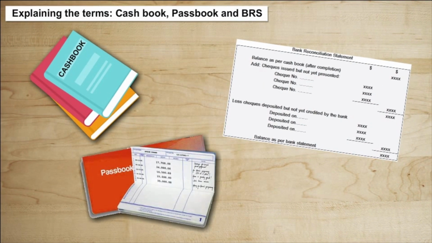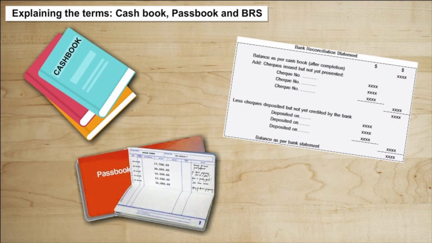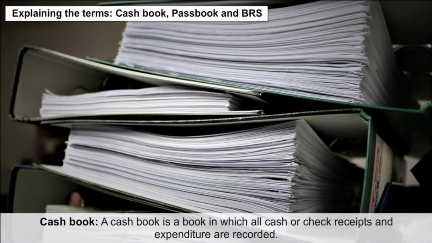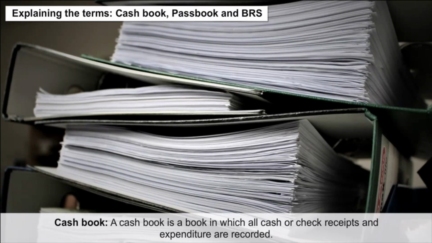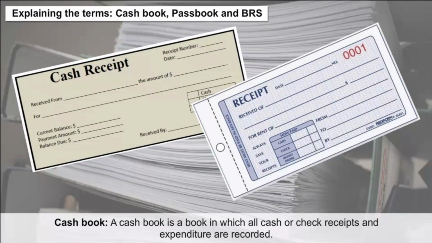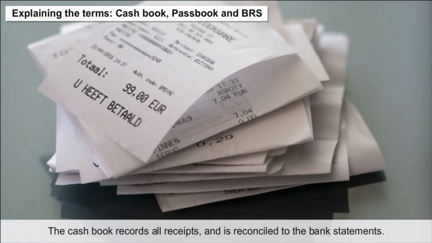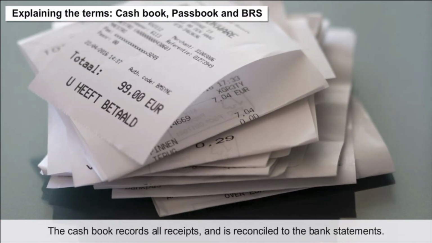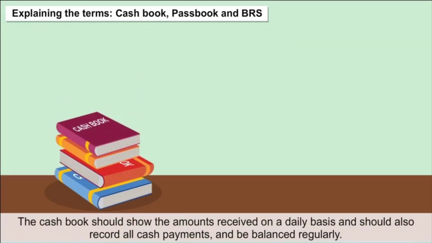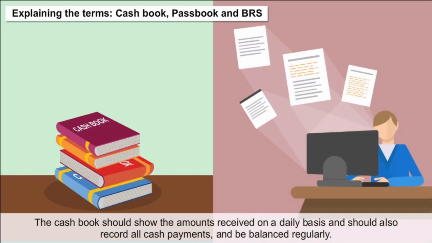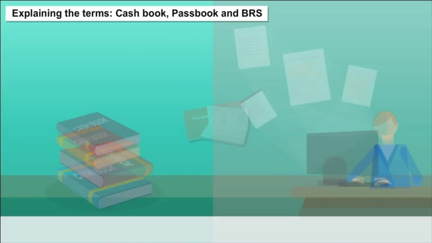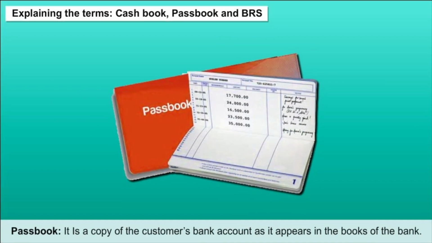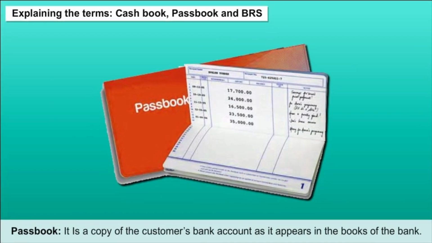Explaining the terms cash book, passbook, and BRS. Cash book. A cash book is a book in which all cash or check receipts and expenditure are recorded. The cash book records all receipts and is reconciled to the bank statements. The cash book should show the amounts received on a daily basis and should also record all cash payments and be balanced regularly.